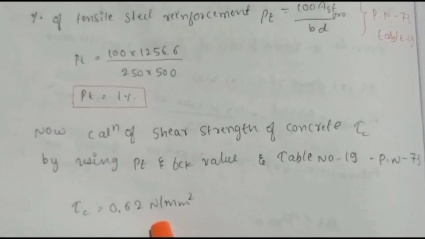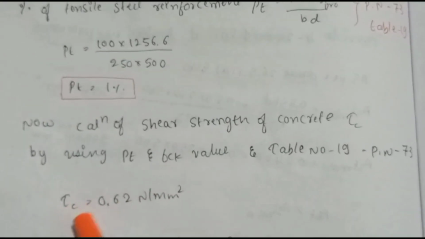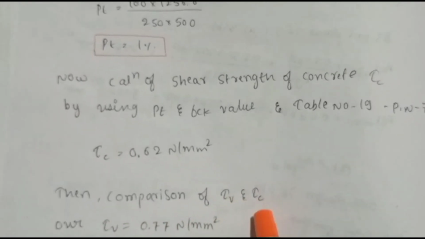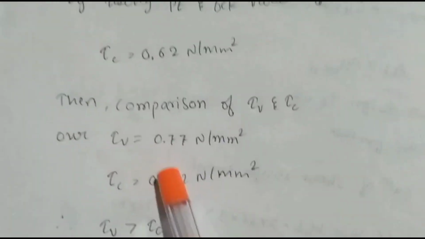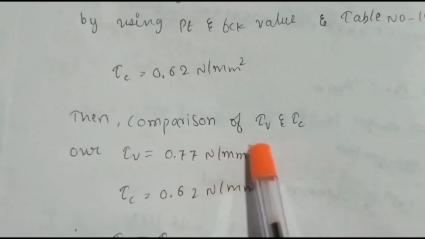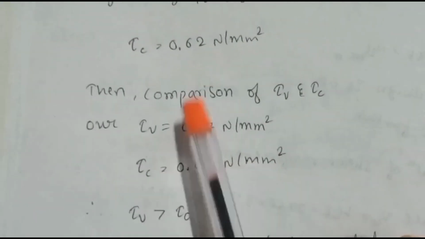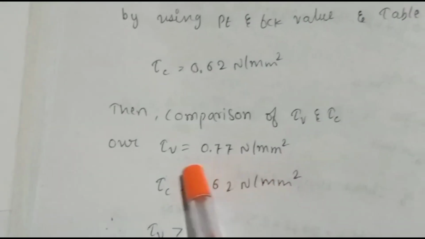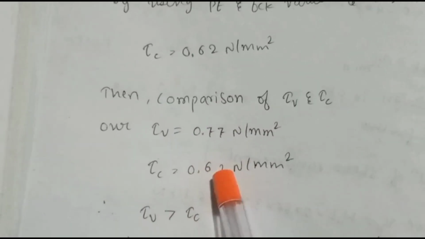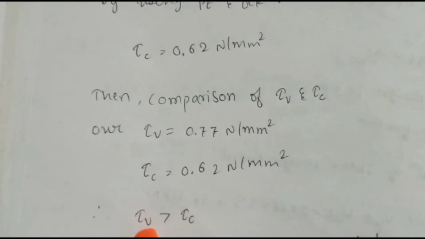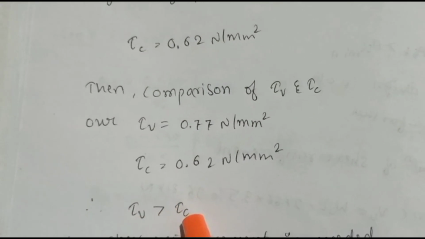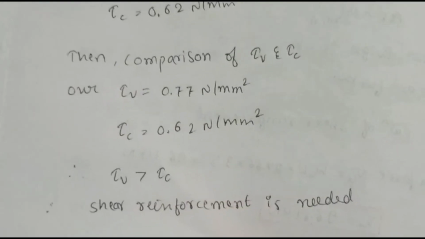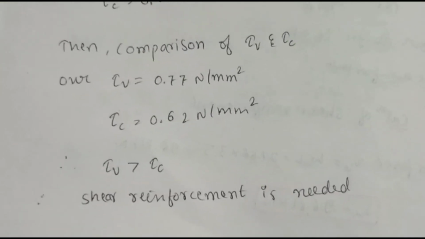And the next step is comparison of tau c and tau v. So our tau v value is 0.77 Newton per mm square, which we have calculated, and our tau c value is 0.62 Newton per mm square. So our tau v value is greater than tau c value. When tau v value is greater than tau c, shear reinforcement is needed. We need to calculate the shear reinforcement.